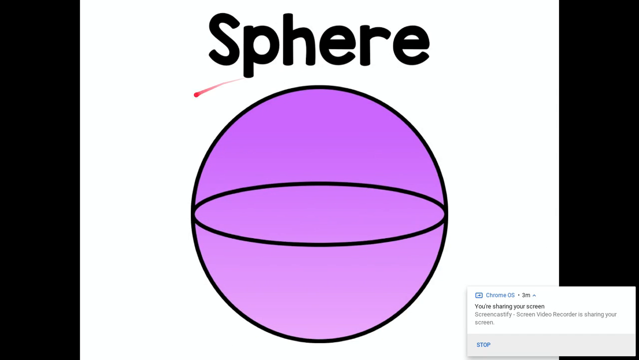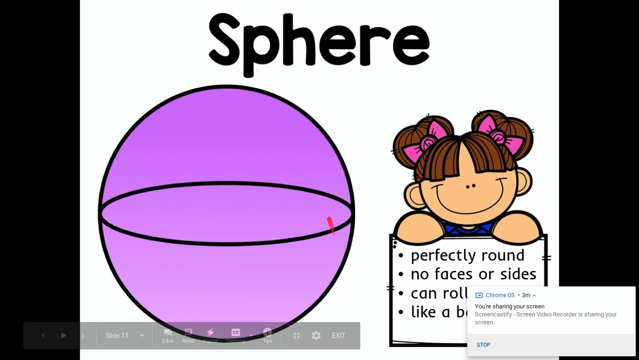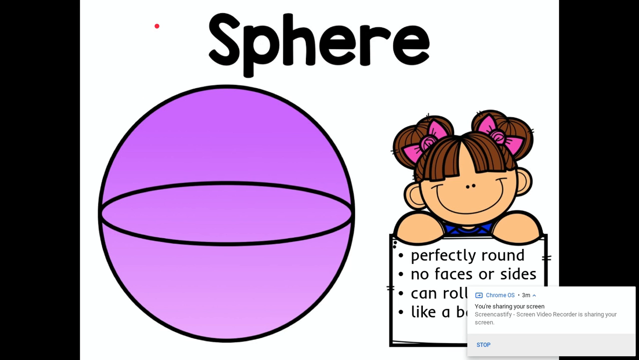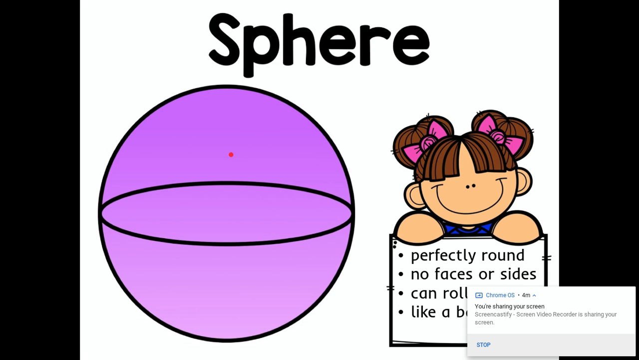All right, we've seen this one before. It is called a sphere. Spheres are perfectly round or curved. They don't have faces or sides, and that allows them to roll around. You definitely can't stack a sphere. Think about if you try to put a bunch of basketballs on top of each other. It wouldn't work too well. You can find spheres with balls, or if you think about it, your eyeball is a sphere.